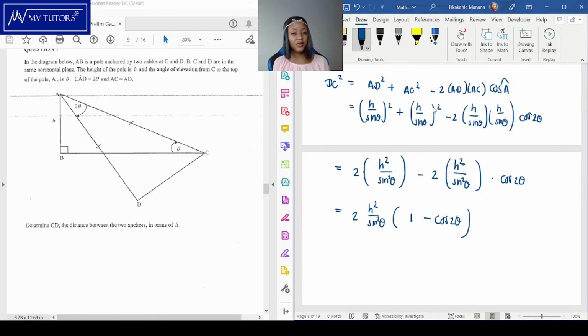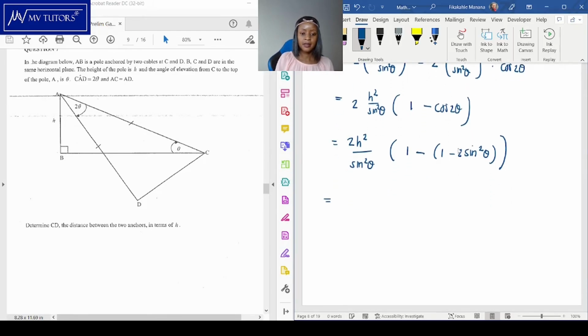Remember, there are 3 options for the double angle of cos, and because I'm seeing sine squared here, I'm going to go with the sine squared option, so that I don't complicate my life. You can check the formula sheet if you forgot, but cos 2 theta is equal to 1 minus 2 sine squared theta. Then if I simplify that, I still have 2h squared over sine squared theta times 1 minus 1 plus 2 sine squared theta.